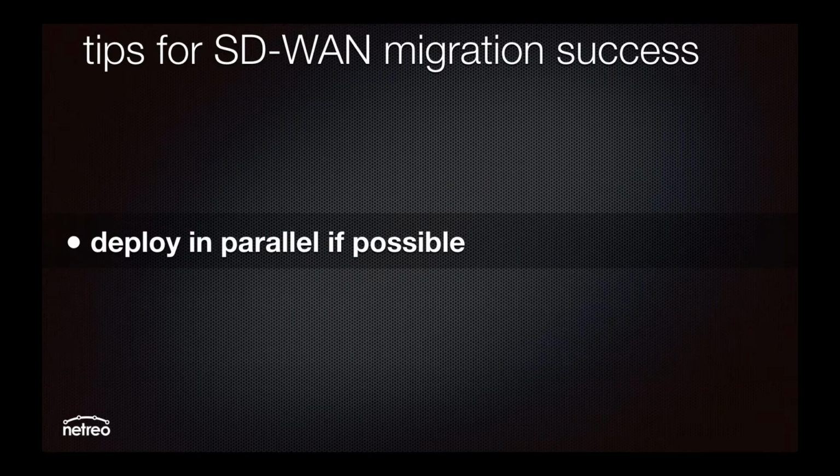Also, you should deploy in parallel if possible. You may be able to deploy and test the entire SD-WAN before a cutover. So running in parallel allows you to basically keep the existing infrastructure in place until the actual change. So this can greatly reduce migration risk and give you a quick fallback in the event of unforeseen issues. But do be cautious about the potential costs of running parallel infrastructure for too long.